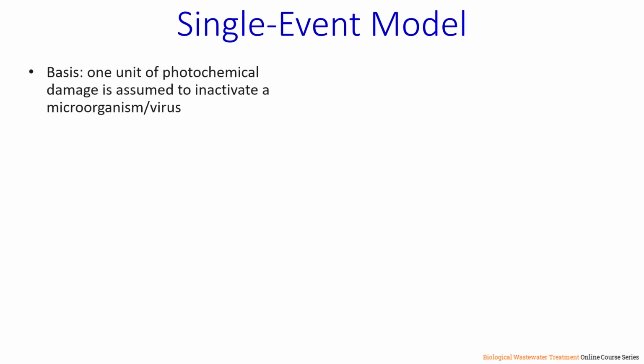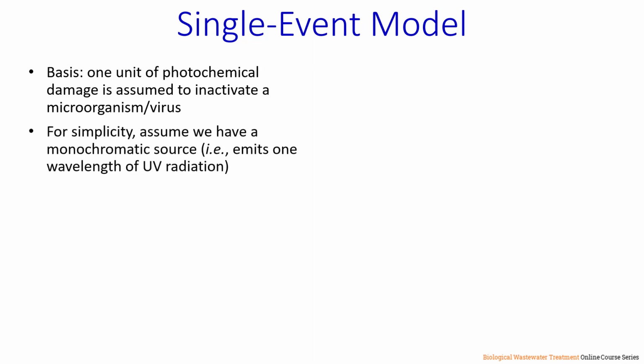The most basic model that's used to describe the kinetics of UV disinfection is the so-called single event model. The basis of this model is that we assume that one unit of photochemical damage is sufficient to inactivate the target microorganism or virus. For simplicity in developing this model, we'll assume that we have a monochromatic source of radiation. In other words, one that emits only at one wavelength, like a low-pressure mercury lamp.